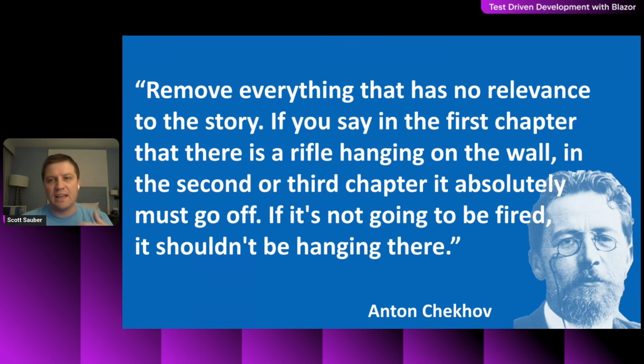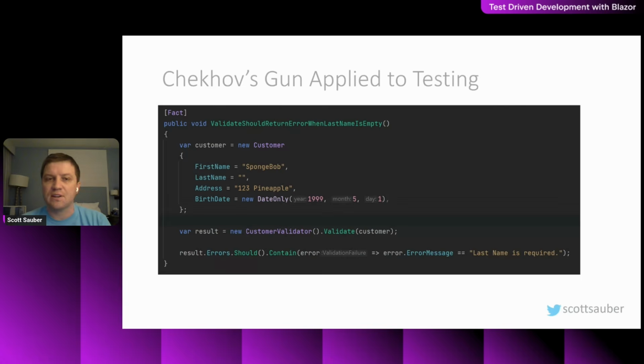And what he means by that is everything should have relevance to the story, and everything should add to the story. So how does this relate to testing? Well, I want you to look at this test here, and this is not a Blazor test. It's just pure C# code. And I want you to think about what is the thing that is not relevant to the story with this test. So I'll give you 5-10 seconds to look at this and see what's not relevant to the story here.